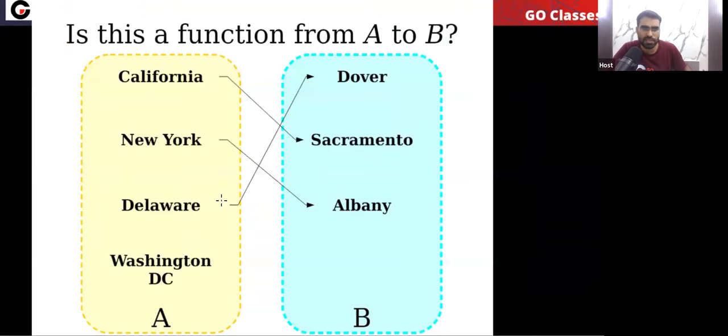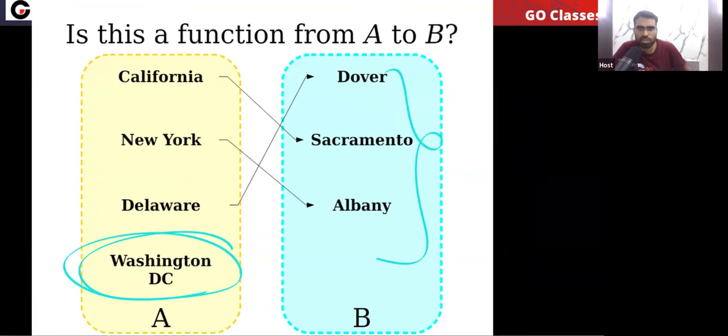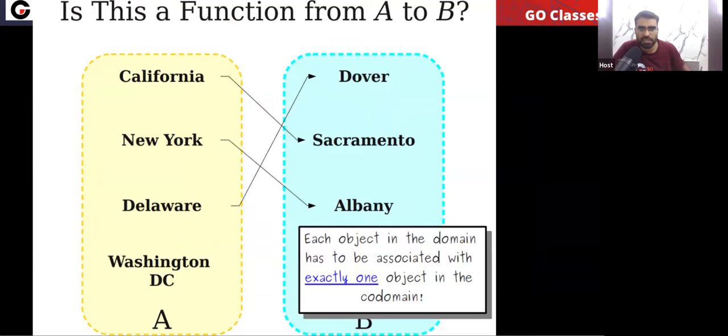Tell me about this structure. Is this structure a function from set A to set B? This is the set A, this is the set B. Tell me, is this structure a function or not? Again, this is not a function because this element is not associated with any element in the set B. If you see this element, it is not associated with any element of set B. So again, this is not a function.